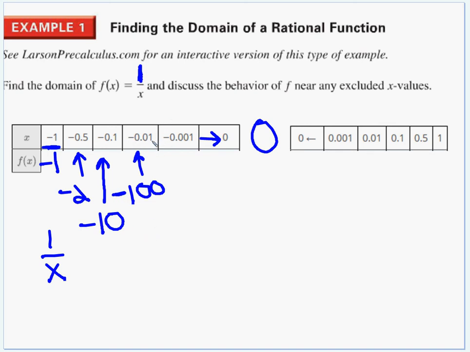Notice we move the decimal out one more spot, 0.001, a 1,000th. So that will be 1 divided by 0.001, so that's 1,000, and the negative makes it negative.